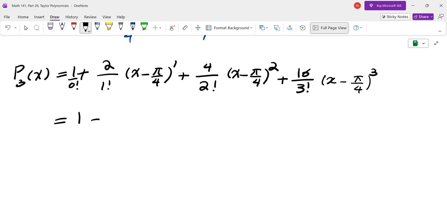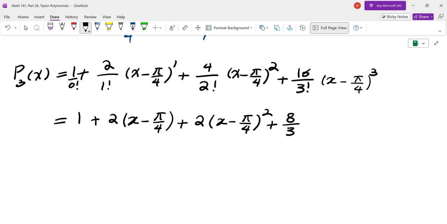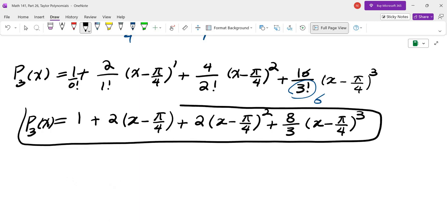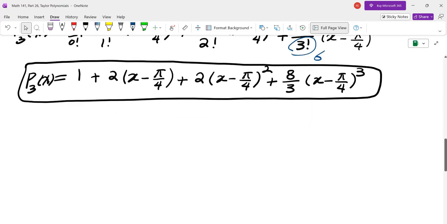So this would be 1 plus 2 times (x minus pi over 4) plus 4 over 2, that's 2 times (x minus pi over 4) squared, plus 16 over 6 is 8 over 3. So 3 factorial is 6. That's why we get 8 over 3 times (x minus pi over 4) cubed. So this is going to be the third Taylor polynomial of tangent at pi over 4.